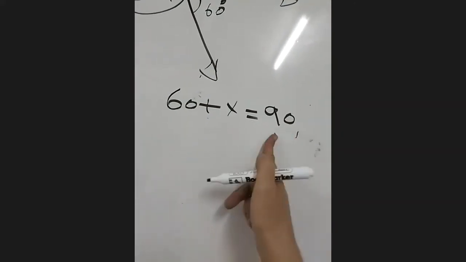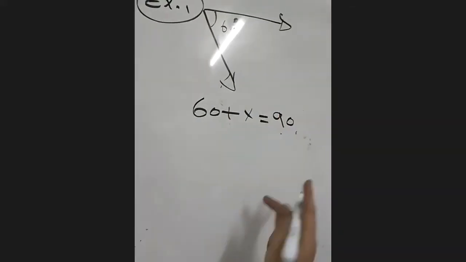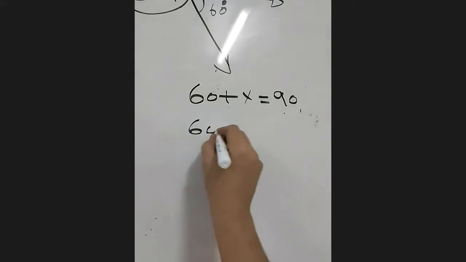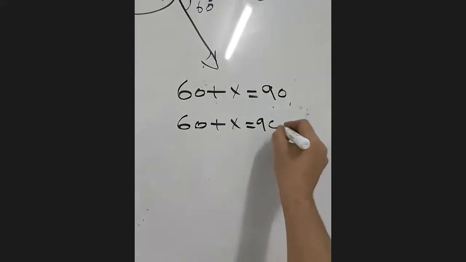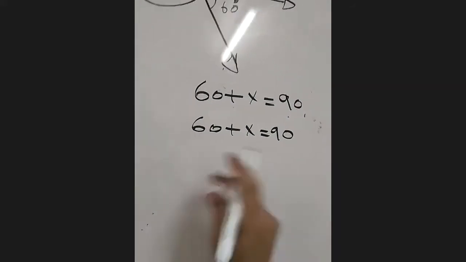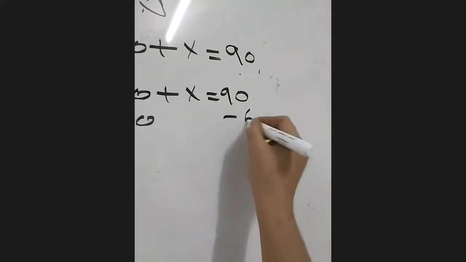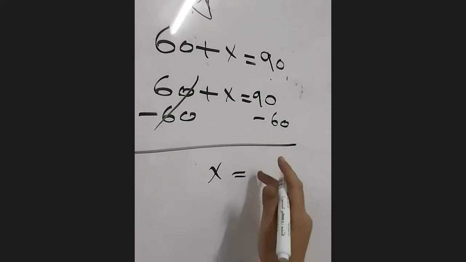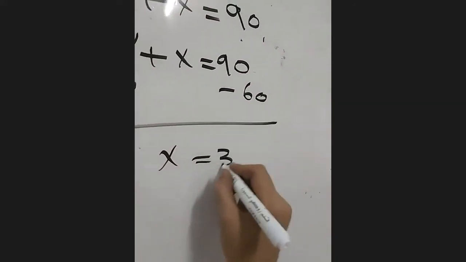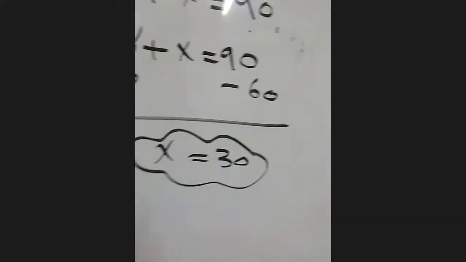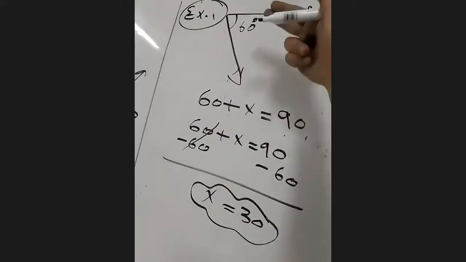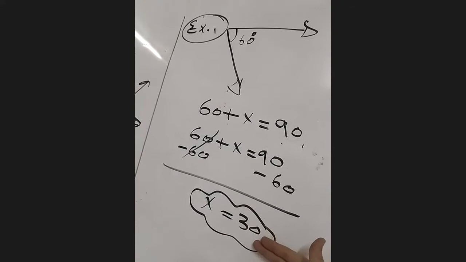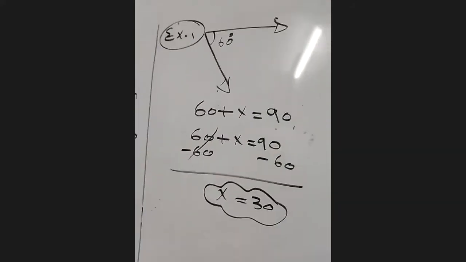Now, how will I find x? What will I do with this equation? We will rewrite it again, then minus 60 on both sides. Exactly. X will be what? 30. X will be 30. Means now we have two angles, 60 and 30. If we add them, we get 90. This is our answer.